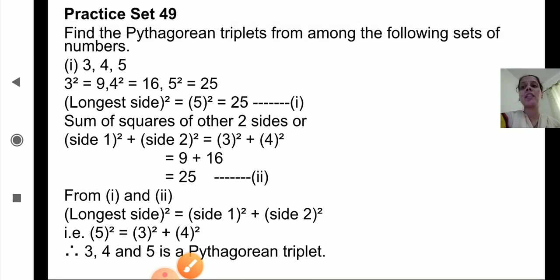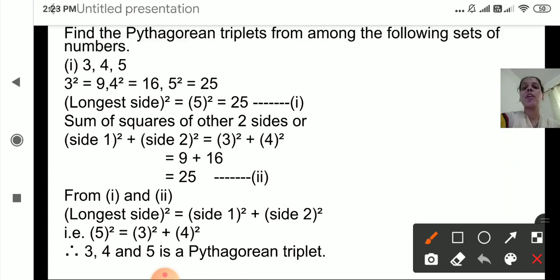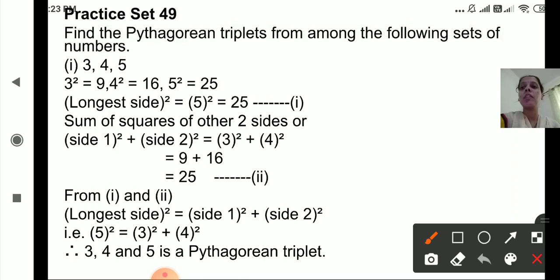Okay, in the next exercise, practice set 49, find the Pythagorean triplets from among the following sets of numbers. Sets of numbers are given, you have to find out whether they are Pythagorean triplets or not. So in the first step, first we'll find out, see here the sets of numbers are given, 3, 4, 5. In this first we'll write down squares of each side. So what is the square of 3? Square of 3 is 9. Square of 4 is 16 and square of 5 is 25. So we'll write down the squares of each side. Then first step we'll find out longest side square. Which is the longest side from this?